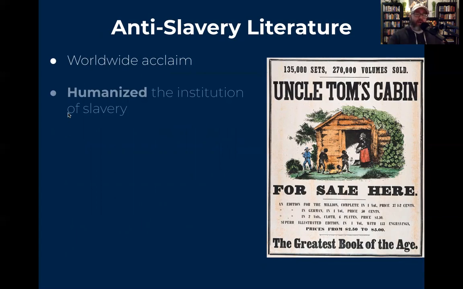By its worldwide acclaim, Uncle Tom's Cabin, one of the greatest books sold during this time period, did something unique that no other piece of literature did with slavery, and that's that it humanized the institution. It allowed individuals sitting at a breakfast table in Connecticut for the first time to see, wow, this is remarkably grotesque, and I want to do something about this.